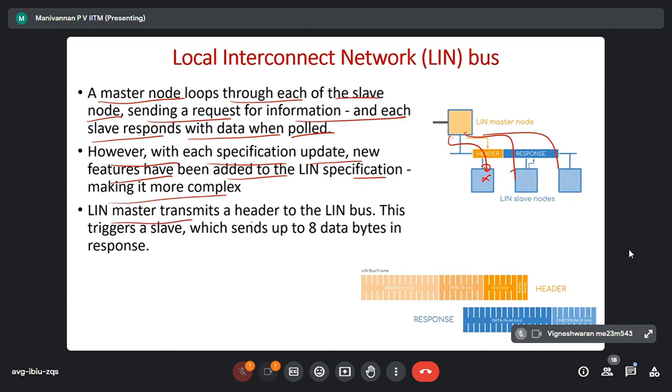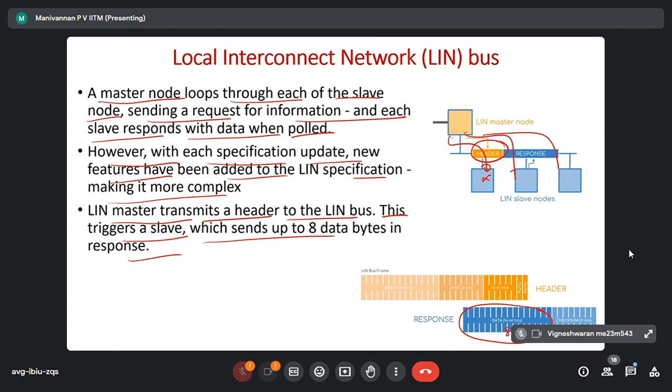LIN bus transmits. LIN master transmits the header into the LIN bus. That's what I told you. The header is transmitted by the master. This triggers the slave, which sends up to 8 bytes of data. I told you this is 64 bits, correct? That is 8 bytes. Maximum 8 bytes or 64 bits.